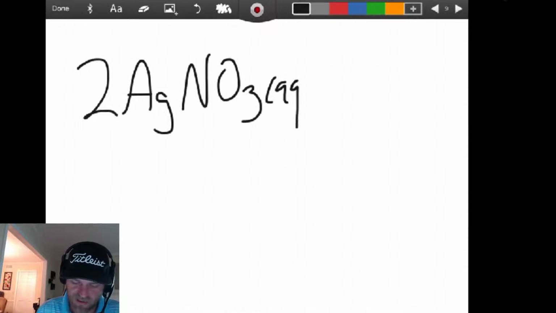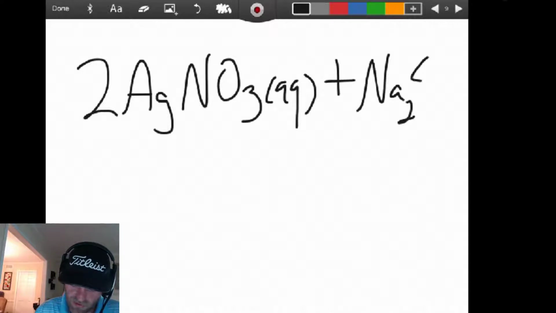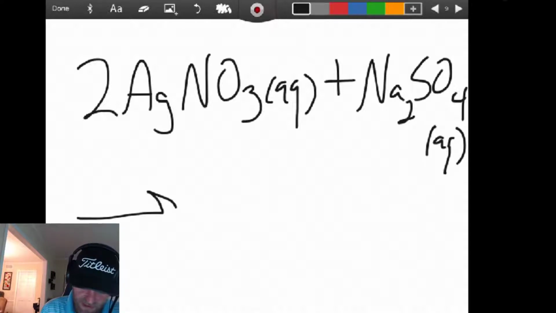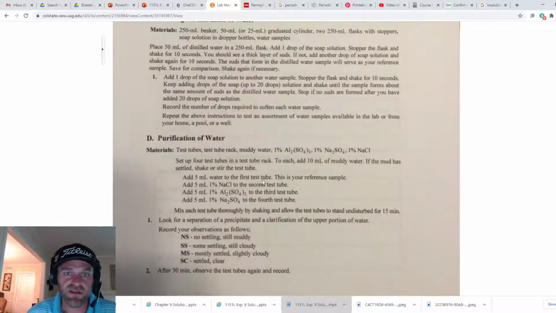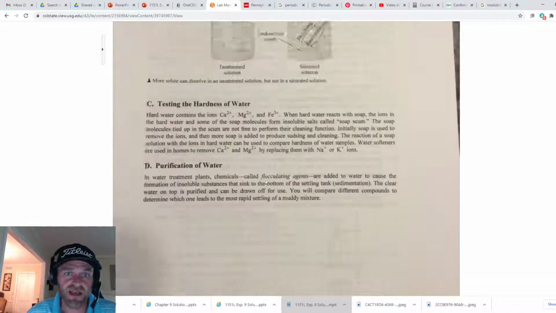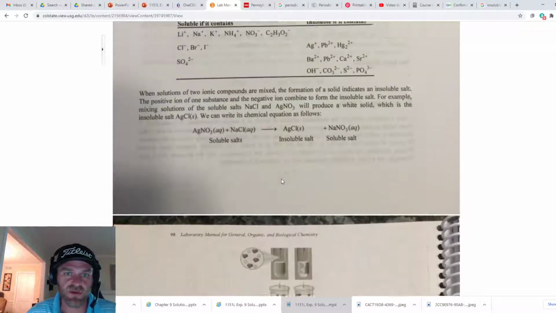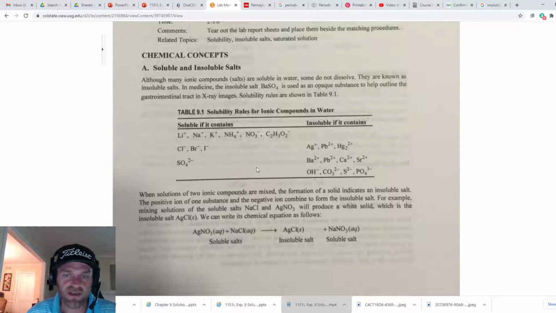I'm going to put my little AQs in there now. Plus Na2SO4. Na2SO4. Okay, and I'll put a little AQ there. Now that yields, now I need to go to my table and figure out which one's soluble or insoluble. So let's go to that. I'm going to use the other table in your lab manual this time, so in case you want to use that, you'll know how to use it.